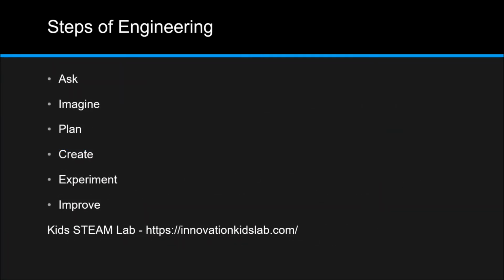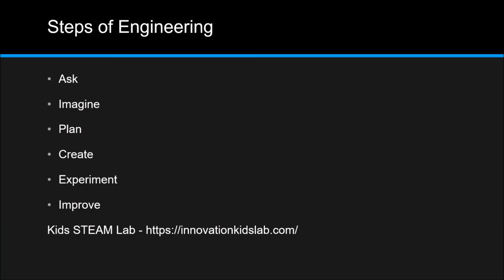There are 6 steps to engineering, according to Kids STEAM Lab. First is to ask a question, or ask what kind of problem you could solve. It's kind of like a scientific method, but specifically for creating things. Then you imagine. So you brainstorm all the different ideas that you could think of how to solve this problem, or make something really interesting, or invent something. And you can just let your brain run. Just open your brain and write down all the ideas you have.